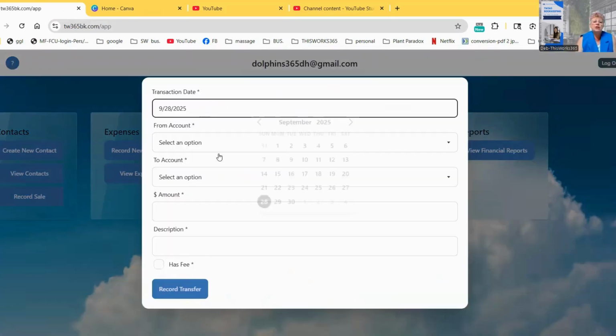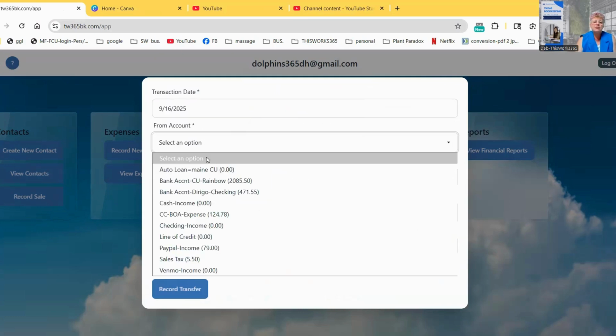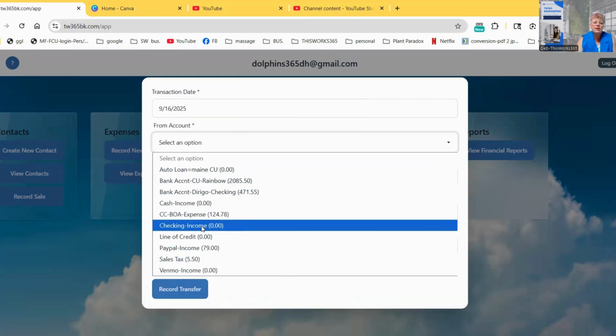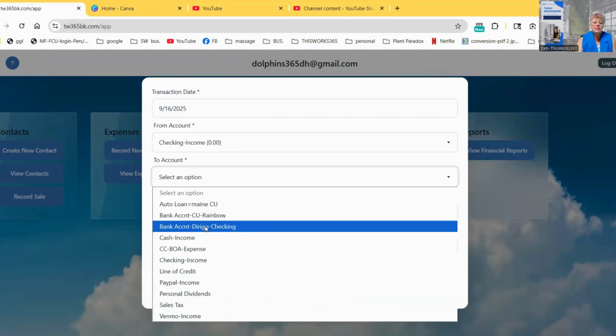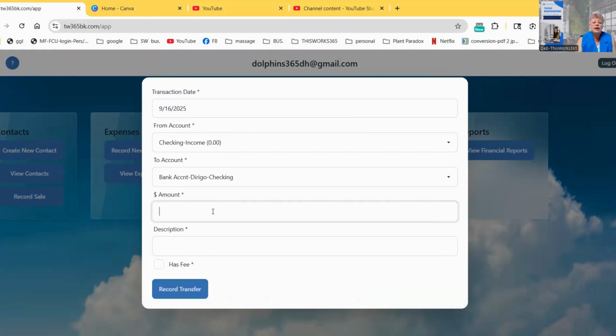I'm going to do another one here. Where is it coming from? I'm going to take it from my checking income, which at the moment we haven't done any checking income transactions. But maybe that just means something I need to go backwards into. I'm going to put it into my Dirigo checking. And let's say we have $120 in checks, right? And then I'm going to say check deposit is equal to however many people that was. Maybe that's Harry Smith, and maybe it was only one person, right? A check for $120, and record transfer.